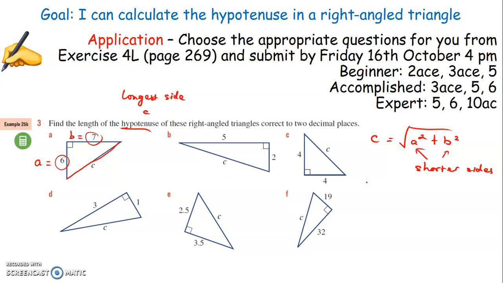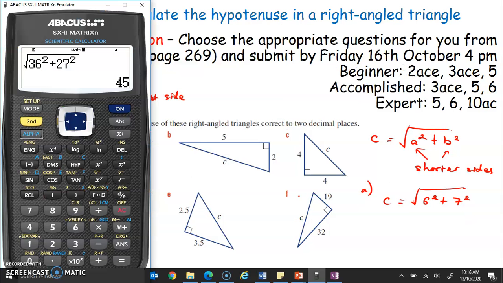So for question A here, C is equal to the square root of our A, 6, so 6 squared, plus our B, 7, so 7 squared. This is what I would put into the calculator. So let's get our calculator out.